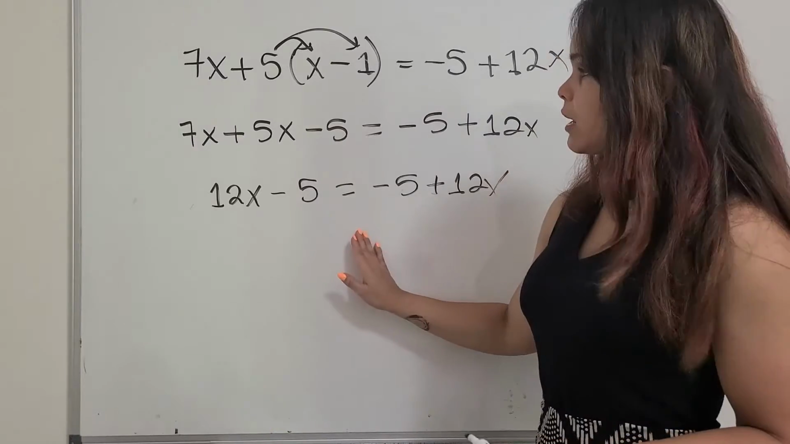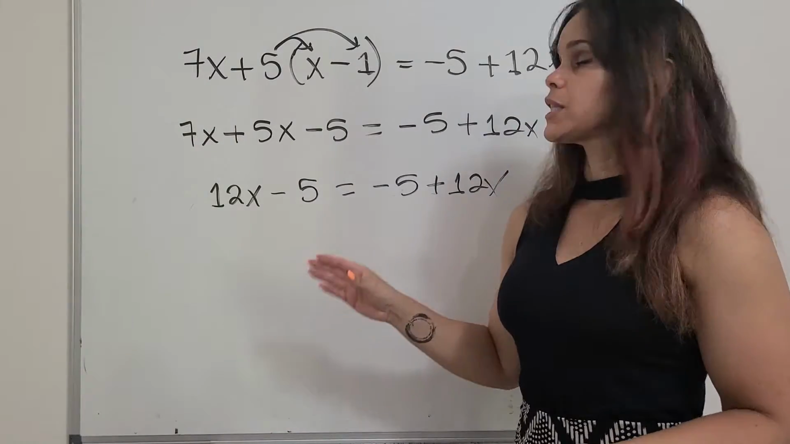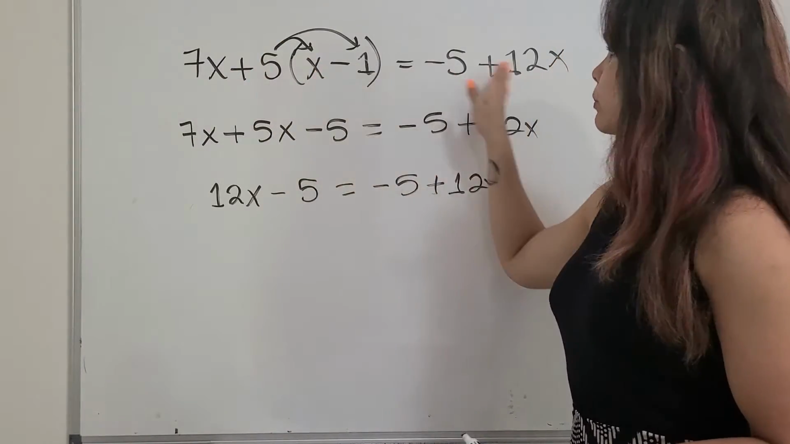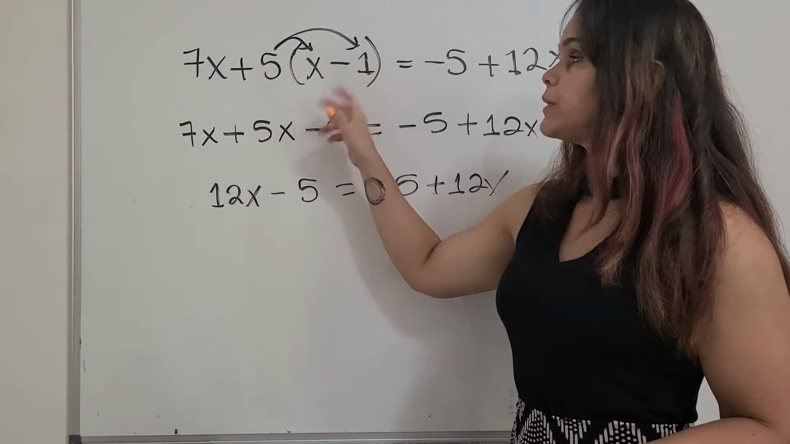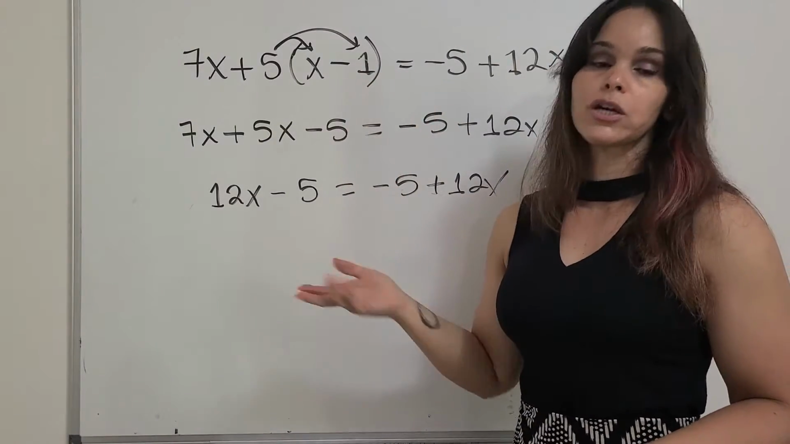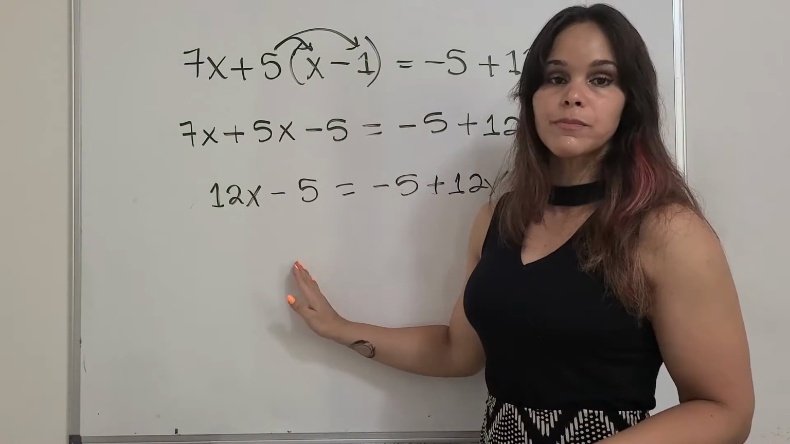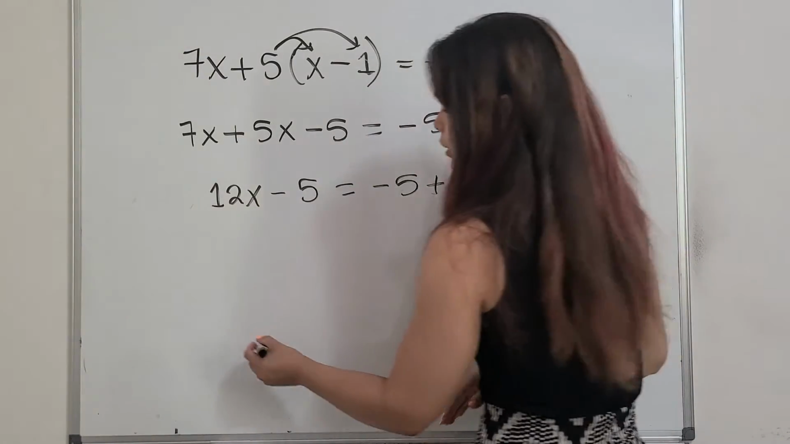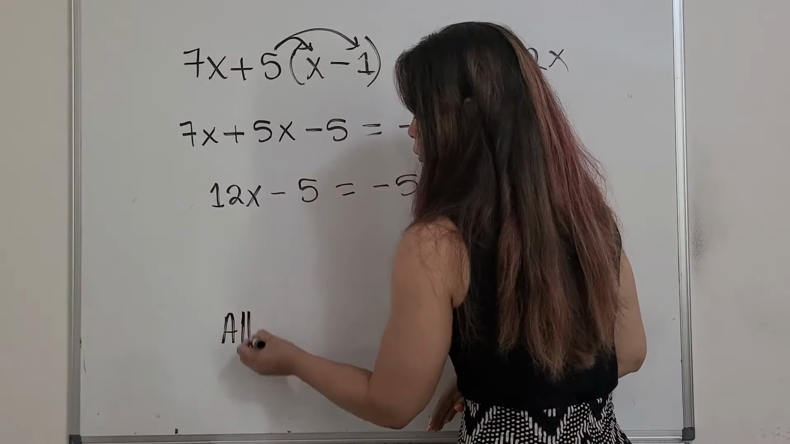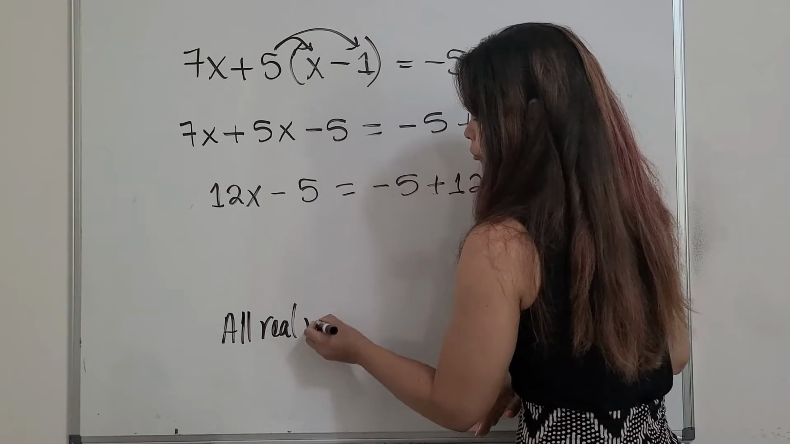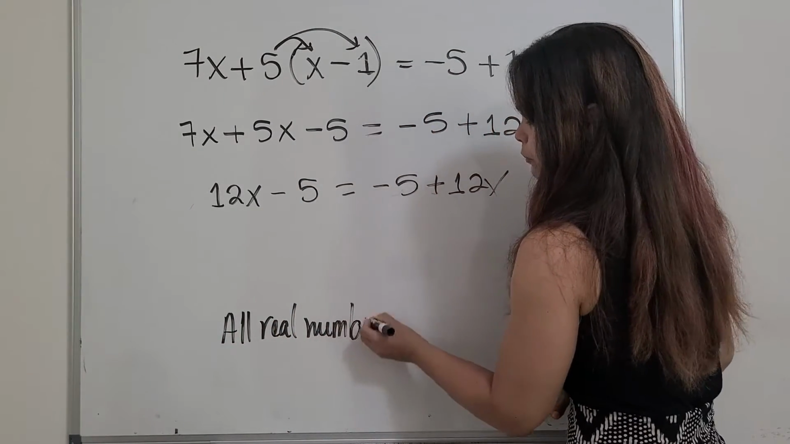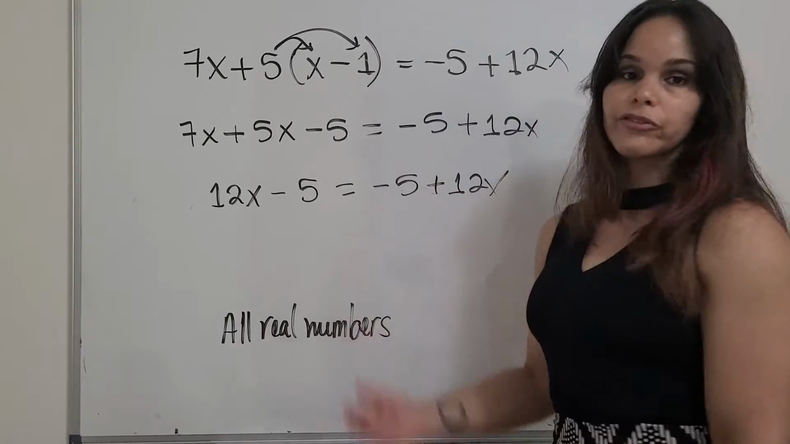And when we have that, this means that any value replaced here is always going to be a true value for this equation. It's going to be a solution for this equation. So what is going to be the conclusion for this special case? We're going to have that the solution is going to be all real numbers. All the values in the real number line are going to be true for this equation.